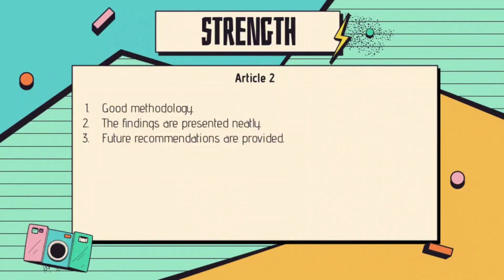Okay, right now we move on to Article 2. So there's 3 strengths found. The first one is that Article 2 has good methodology. Second, the findings are presented neatly. And third, future recommendations are provided also.